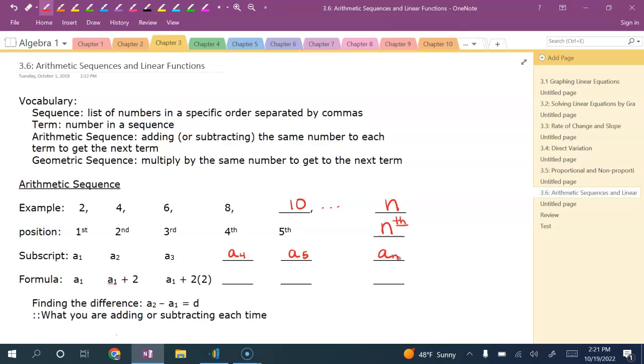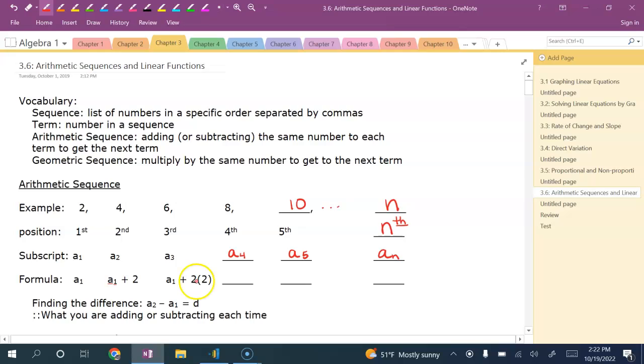Now, the formula that you see here is you've got A1, and then you've got A1 plus 2, and then A1 plus 2 times 2. So how are they getting that? Where are those coming from? Well, 2 to 4 went up 2. And you're looking then at how did we go from the first term 2 to the 6, and how did we go from the first term 2 to the 8, and then to the 10, and so on.